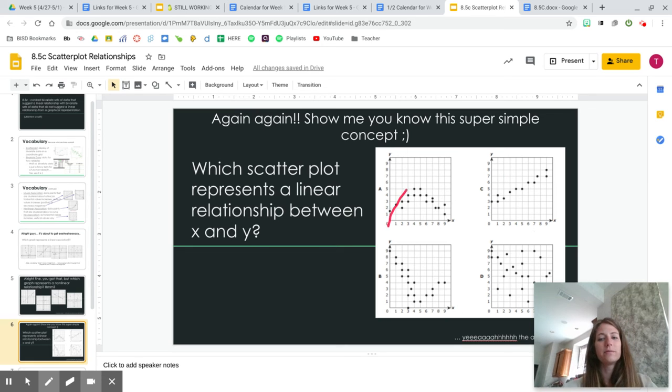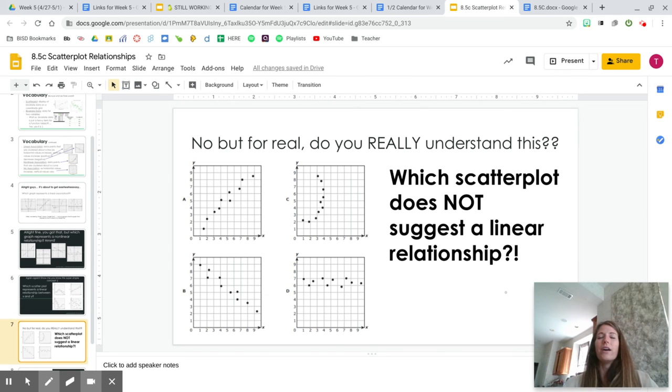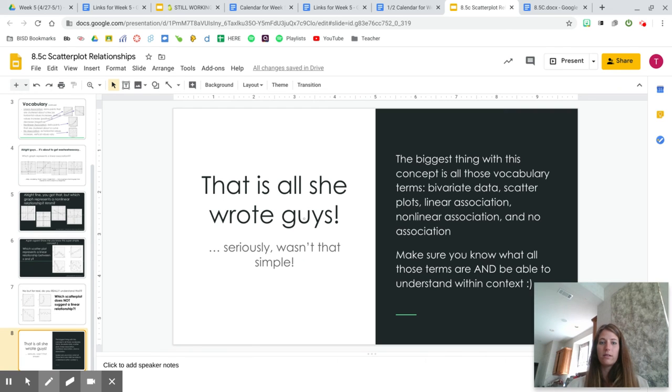This first one, I see a curve. C has a line. B has a curve. And D is truly random. So if you said C, it's because you're right. Duh. Okay, no, but for real, guys, do you actually understand this? Which scatter plot does not suggest a linear relationship? A, line. B, line. D, line. C, curve. That's it. Like, for real.